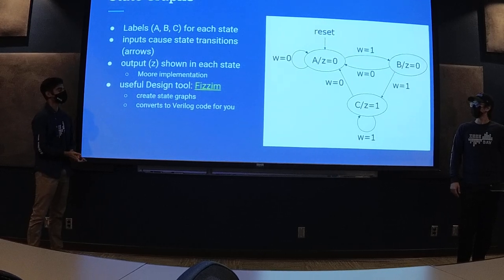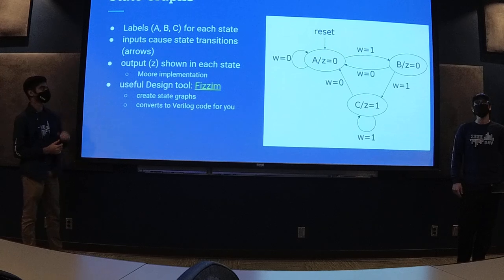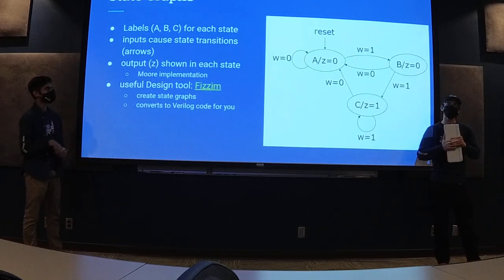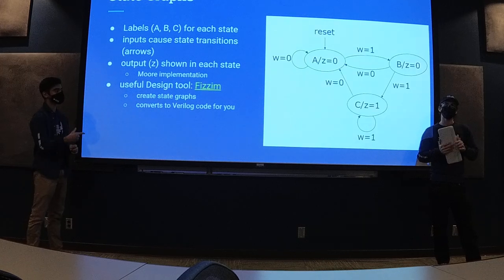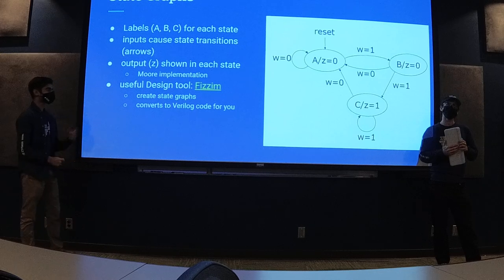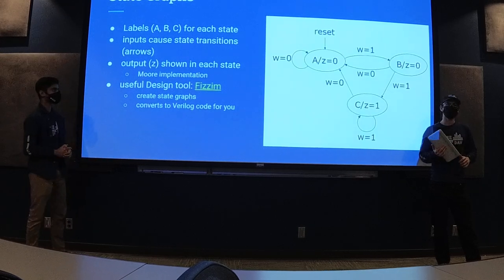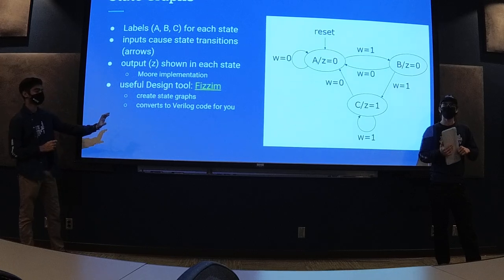You can see that to go from state A to B, you need your input W to be 1. And then once you reach state B, if your input W is still 1, then it'll move to state C. And that's when your output Z is 1. This is a fairly abstract example, and we'll go into less abstract examples soon, but this is just a good way to represent states.